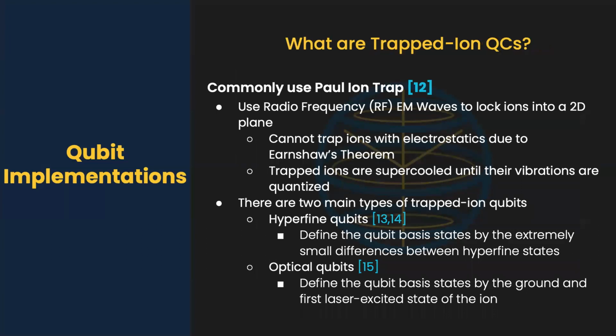Okay, now we're going to talk about trapped ion. Typically you'll use the Paul ion trap, Paul just because that's the name of the guy that developed it. You essentially use radio frequency EM waves to lock ions, meaning atoms that have had some of their electrons knocked off, into like a 2D plane. You have to use waves because you can't trap ions with electrostatics.